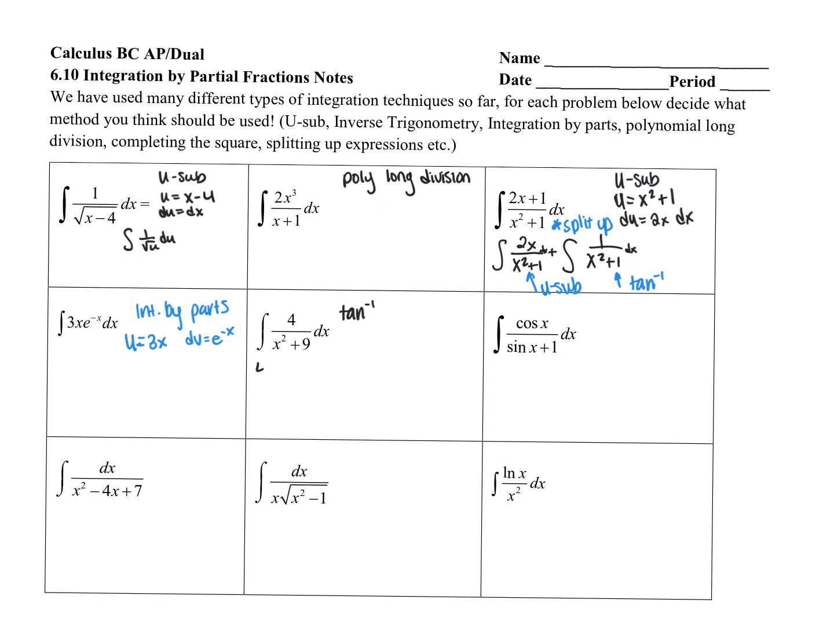And you could literally do this one real quick. You could pull out the 4, 1 over 3, arctangent of x over 3 plus c. Because u is x, du is dx, and a is 3. So you don't really have to mess around with that one too much. Just pull out the 4 in front.